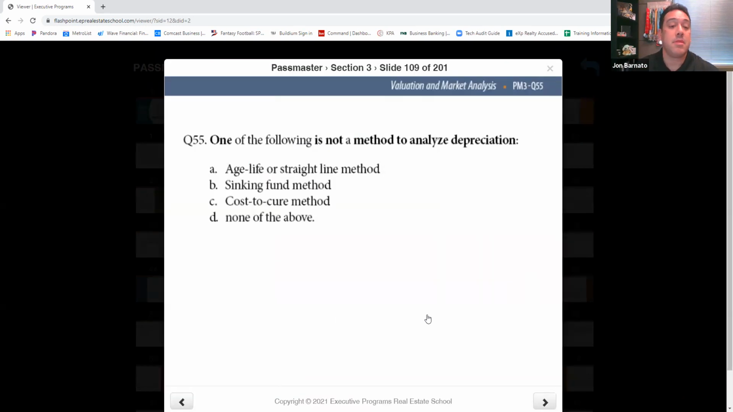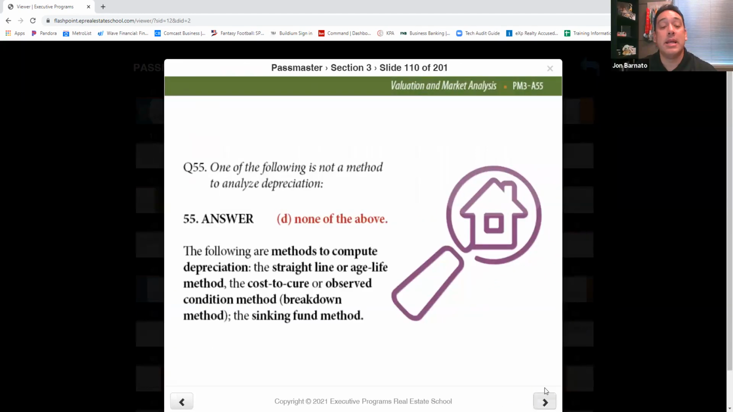So one of the following is not a method to analyze depreciation. Not a method. B. I'm gonna say... that's a hard one. I'll just say it is D.